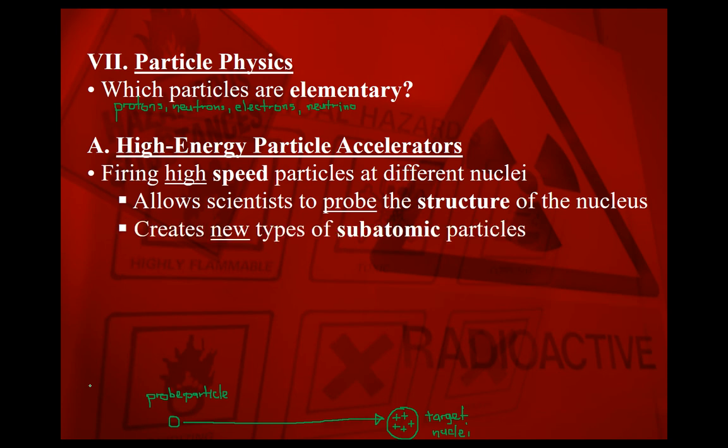But two, the thing we're more interested in is that if we take a probe particle and fire it at a target nuclei, we can actually create new subatomic particles. Because what's going to happen is when this probe particle hits this target nucleus, it's going to cause it to split. And when it causes it to split into these two parts, part one and part two, there is also the possibility that you could get a third part, a third new particle. So I'll call it just a new particle.